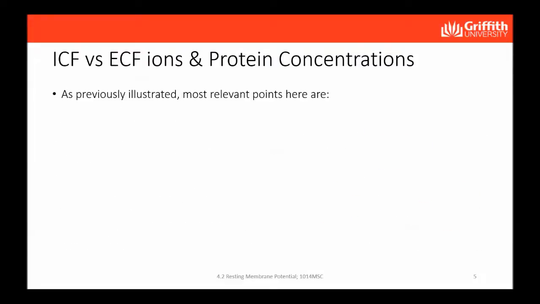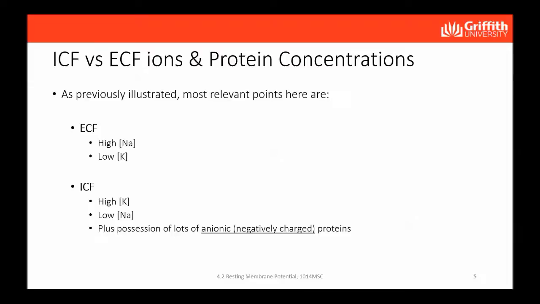As discussed in Module 2, the extracellular and the intracellular fluid compartments have distinctive patterns of electrolytes. Extracellular fluid has a high concentration of sodium and a low concentration of potassium, whereas the intracellular fluid compartment has high concentrations of potassium and low concentrations of sodium. Furthermore, the intracellular fluid also contains anionic proteins. These negatively charged proteins are too large to diffuse across the membrane and help balance the positive charges of the intracellular cations, mainly potassium.